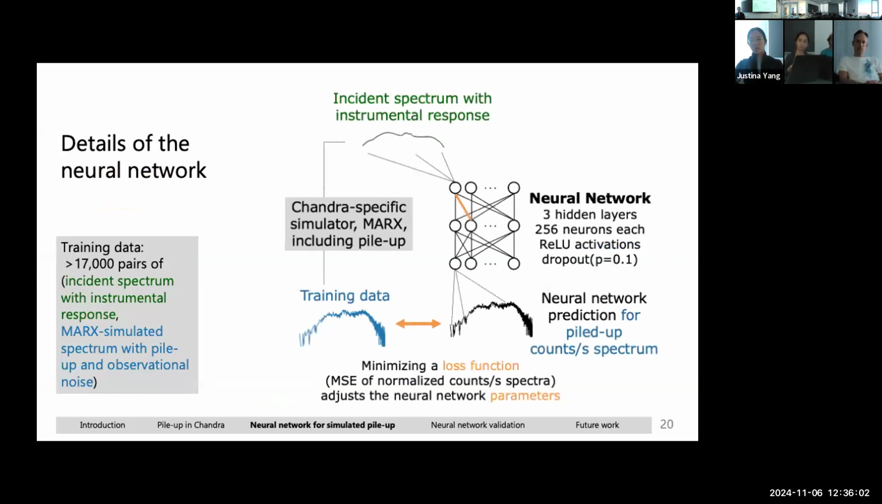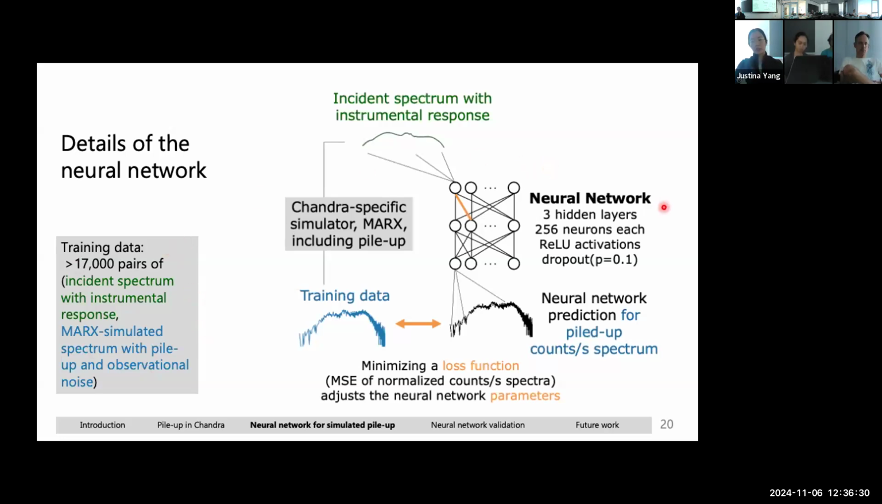So here are some details of the neural network. First of all, this is trained on training data that's produced with MARCS. The training data is pairs of incident spectra that include instrumental response but no pileup, and spectra that are simulated with MARCS that include pileup and also include photon noise. So that's the point from this gray box.